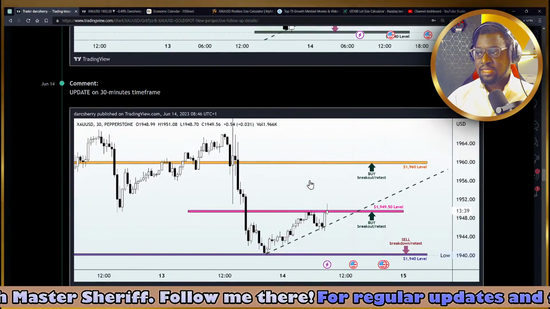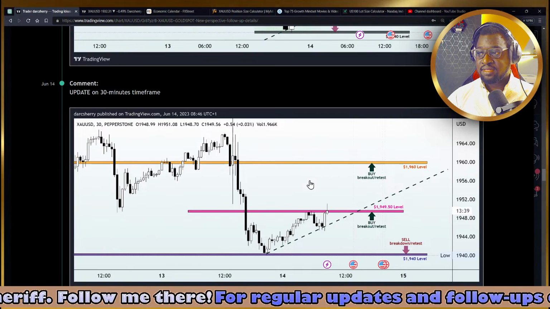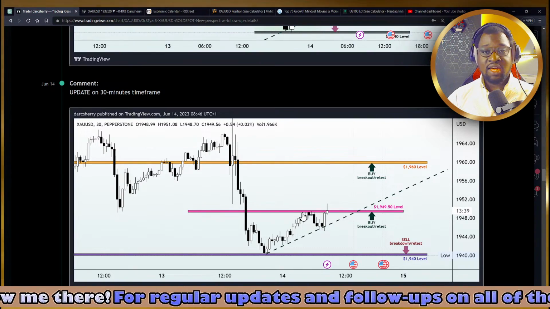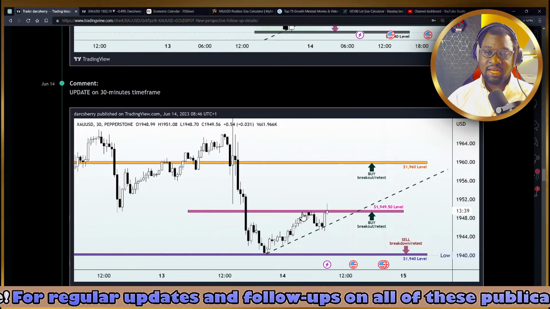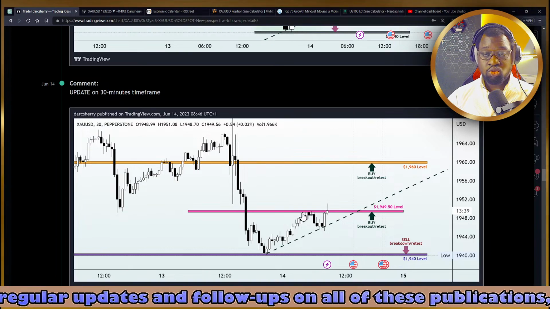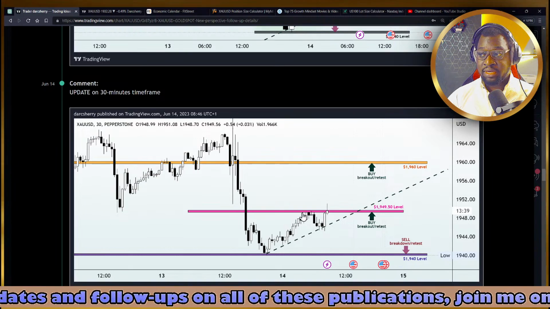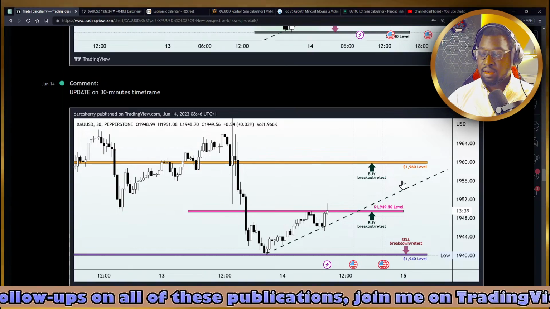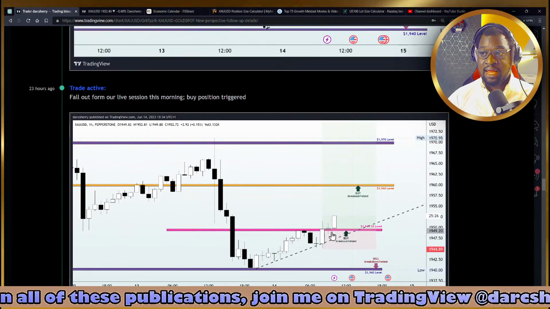This was a simple setup I was able to spot yesterday on the 30 minutes time frame, where we saw a trend line and we saw this $1,949.50 level, where I said if price breaks out of that structure and retests it, we want to be buying the XAUUSD at that point, then add more positions if we have a breakout of the 1,960. And look at what happened. We had a buy position triggered here.